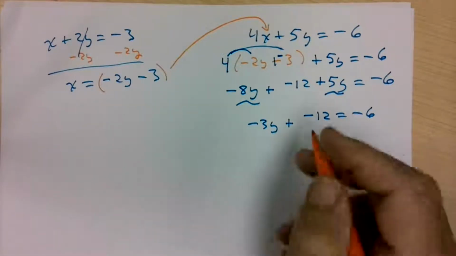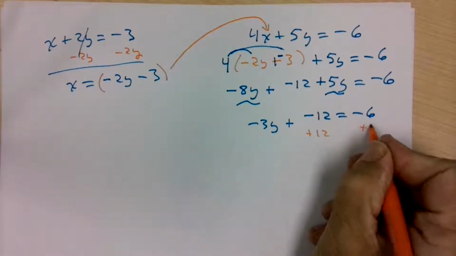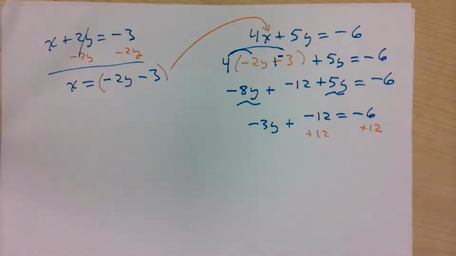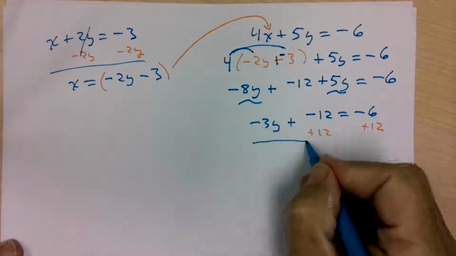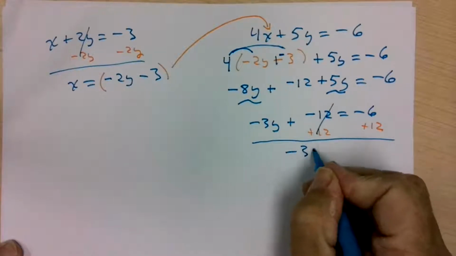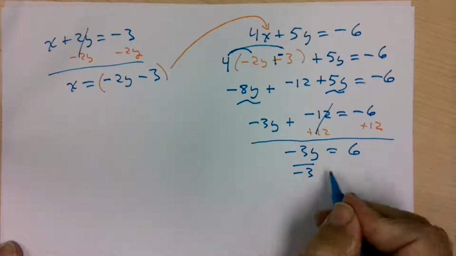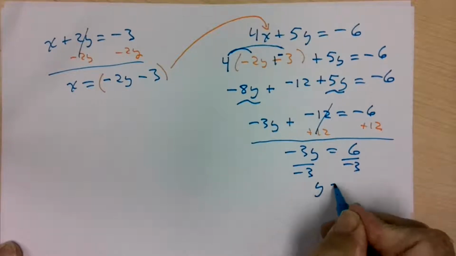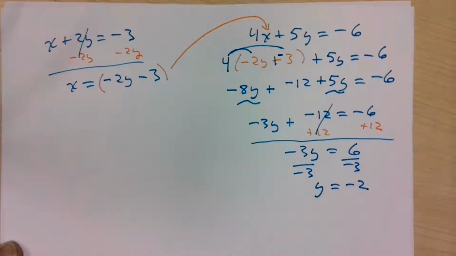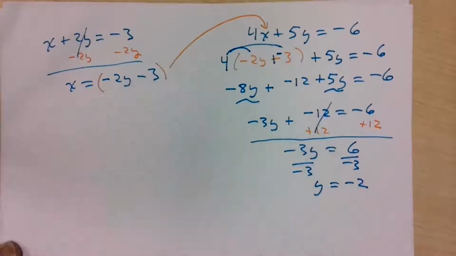Let's add 12 to both sides. Add 12, add 12. This goes away, and I get negative 3y is 12 minus 6 is 6. Let's divide this by negative 3, and I get y equals negative 2. Now, where does that get plugged in? That gets plugged into the other equation.